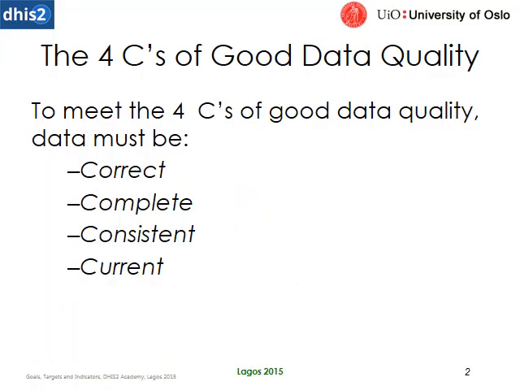So the 4 C's of good data quality. All good data should be correct, complete, consistent, and current. There's a lot of ways that DHIS2 can assist in achieving all these 4 C's, and what we're going to be talking about is how the data validation systems in DHIS2 can help with that. Specifically, we're going to be looking at correct and consistent.